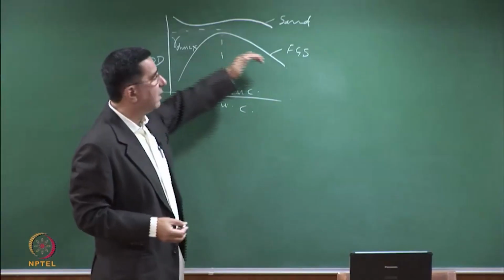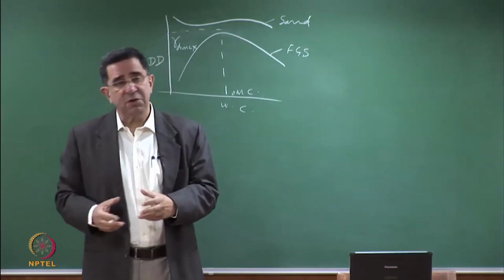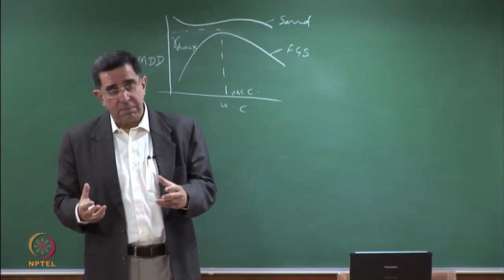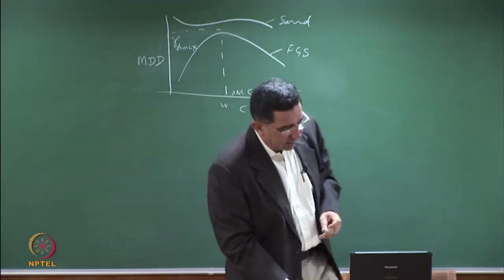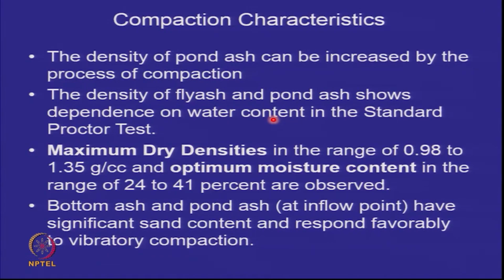If it behaves like a fine grained soil, you'll get a curve like this. If it behaves like a coarse grained soil, you'll get a curve like this. Even in sand, when there is 15 to 20% of fines, the sand begins to show dependence on water content. So what we are saying here is that the density of ash and pond ash shows dependence on water content, and maximum dry densities are in the range of 0.98 to 1.35 grams per cc, and optimum moisture contents are pretty high, 24 to 41%. And we look at the graphs in the next slide. Bottom ash, which is sand-like, and pond ash at the inflow point, which is also sand-like, respond favorably to vibratory compaction.